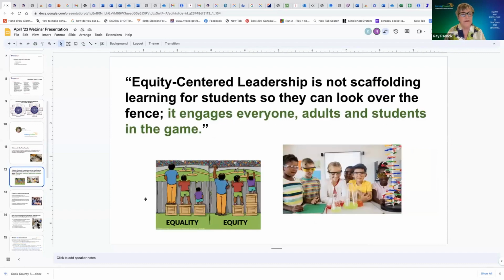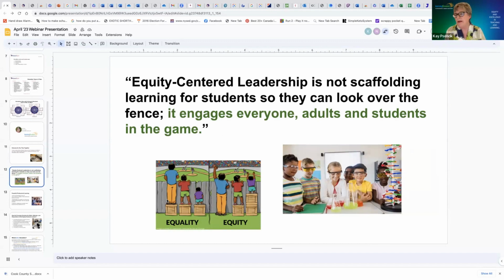So this picture on the left is very familiar to us. I don't know why it's always bothered me, but it was actually through the simulation that I began to realize what bothers me about it. We want to help students see well, but we scaffold them to look over the fence in that picture.